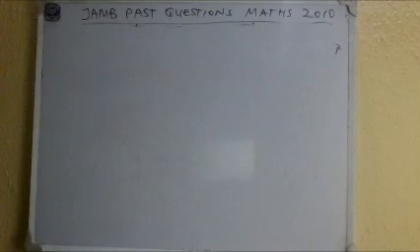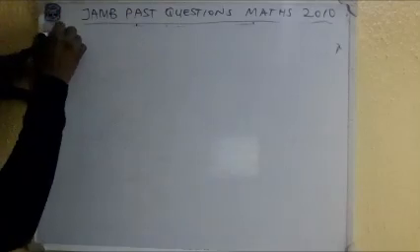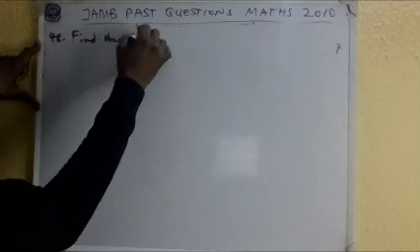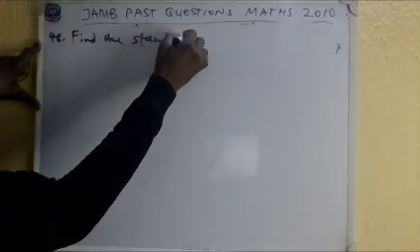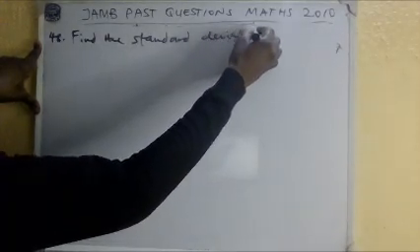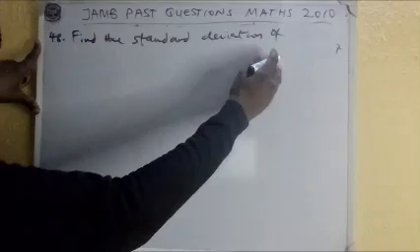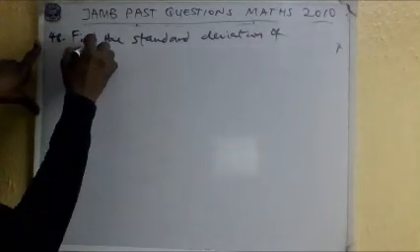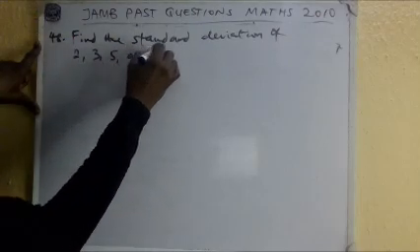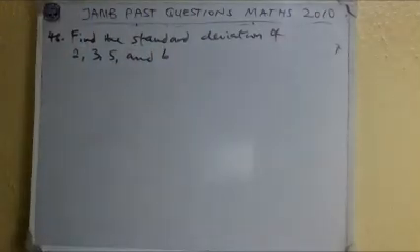Okay, now this one is standard deviation. 48 says, find the standard deviation of 2, 3, 5, and 6. Standard deviation of 2, 3, 5, and 6. So this one too is easy.